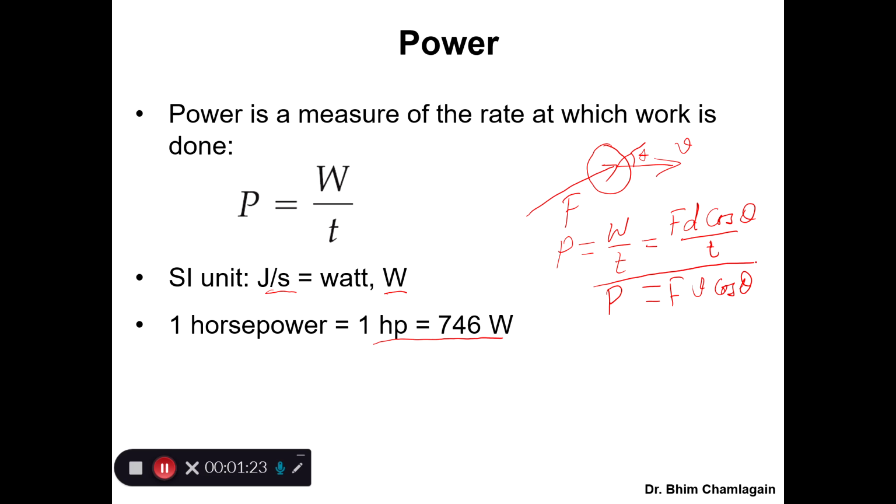So power also can be expressed in terms of force and velocity, or we can express it in terms of work done and time. Whatever numerical values are given, you can assign accordingly. So if force and velocity are given, you have to use this formula to calculate. In this case, theta is the angle between force and velocity, or you can also say the angle between force and displacement, because displacement and velocity are in the same direction in this case.